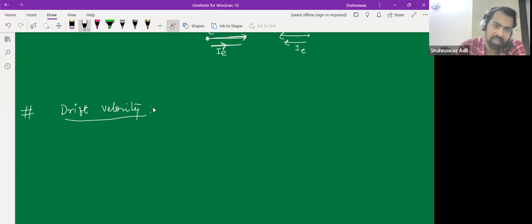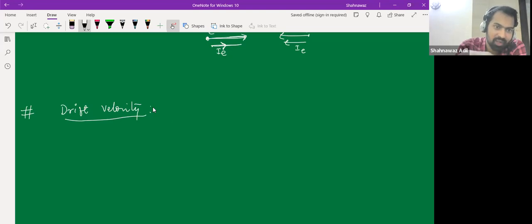So in some conductor, the charges are flowing, and you have so many electrons. The electrons are colliding with each other, and after the collision they have some relaxation time. In between the collisions, they have some time, and in that time they have some velocity. So they drift with that velocity, and that is called the drift velocity.